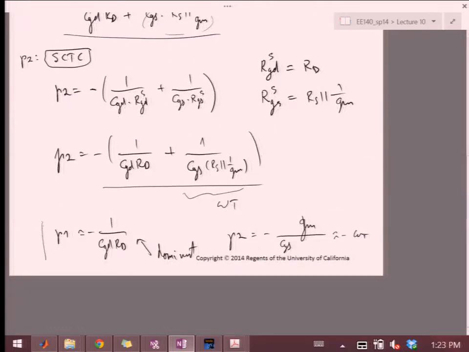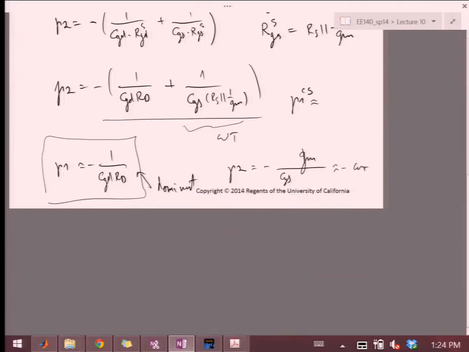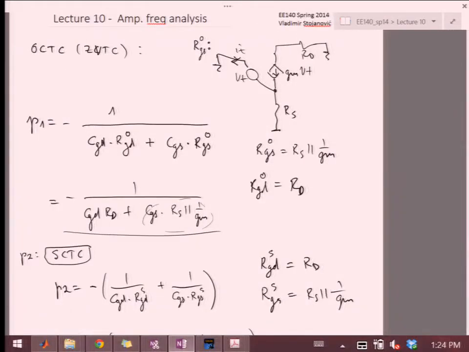One of the things to note here is that this pole 1 doesn't have any Miller multipliers. If you recall from the last lecture, there was a GM times RS term multiplying this RD. In the common source case, P1 was approximately 1 over CGD times a term with GM RS RD and some other terms. This was because of the Miller effect, multiplying out this time constant. That would have been a more dominant pole than this one. So these common gate amplifiers have much wider bandwidth than in the case of a common source.